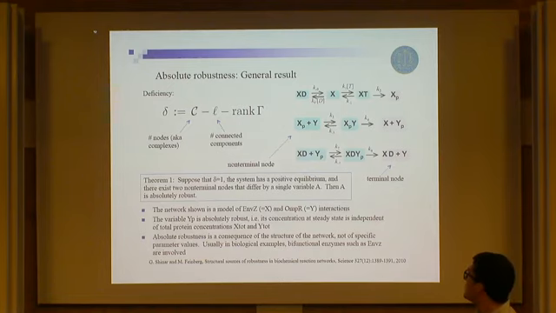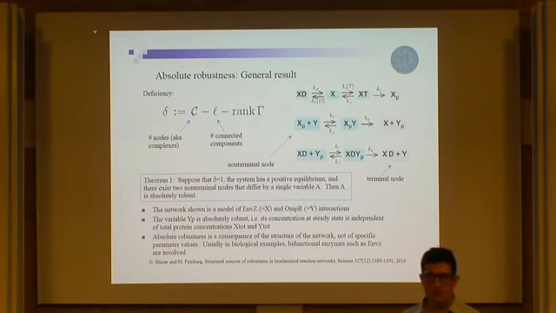Notice that the deficiency you can tell without knowledge of the parameter values. K1, K2, K3, you don't know, you don't care. The deficiency is the same. So the deficiency is only a function of the topology of the system, if you will, not of the parameters.